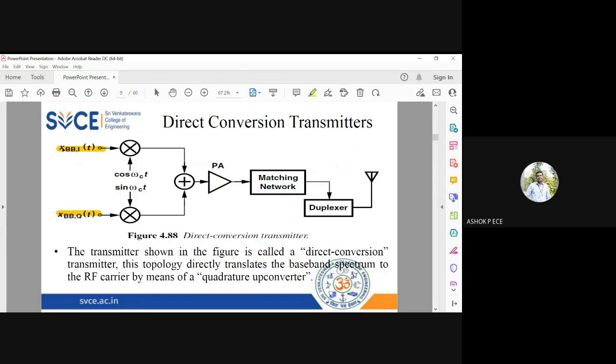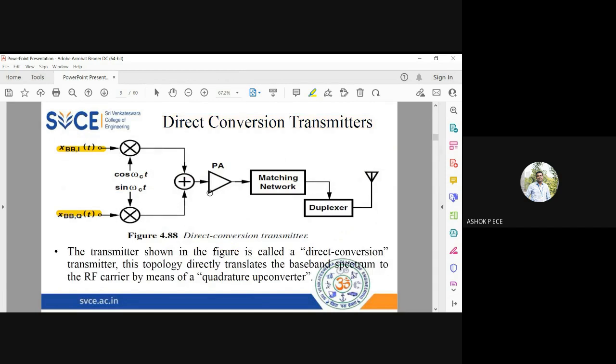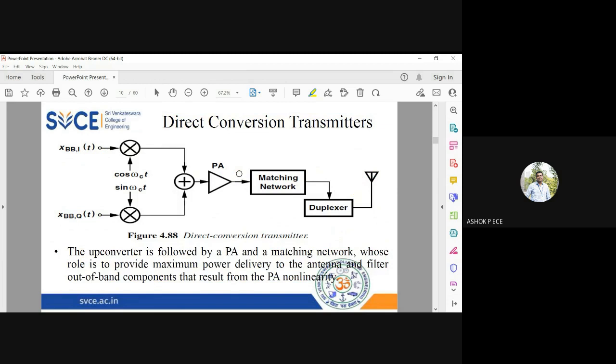So you see X_BBI into cos omega_c t plus X_BBQ into sin omega_c t. That is going to be your x of t. And x of t is amplified, and the matching network will ensure maximum power transfer from the transmitter to your antenna, and the duplexer will ensure that whatever signal comes from this path will go to your antenna for transmission. This is called a direct conversion transmitter because it directly converts the baseband signal into an RF, high frequency signal. It does not involve any intermediate stages.